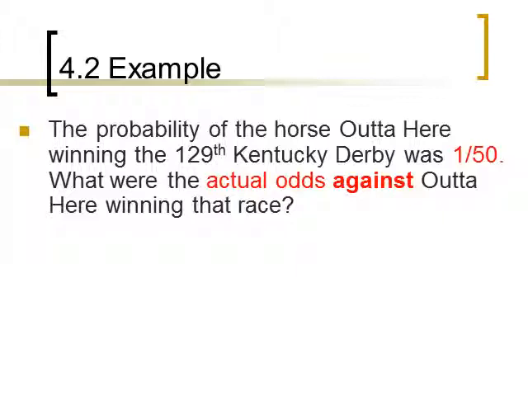And the numerator 1 must mean that there's one horse, and that horse would be Out of Here. So his probability of winning is 1 out of 50. So now let's set up the odds. The odds against Out of Here winning.